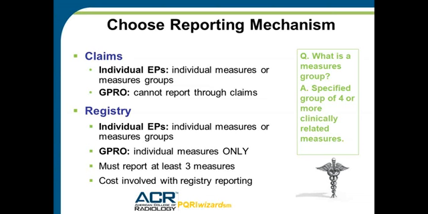Individual physicians can report individual measures or measures groups using a registry, and group practices can report using a registry, reporting individual measures only. In order to use a PQRS registry, you must be able to report at least 3 measures.